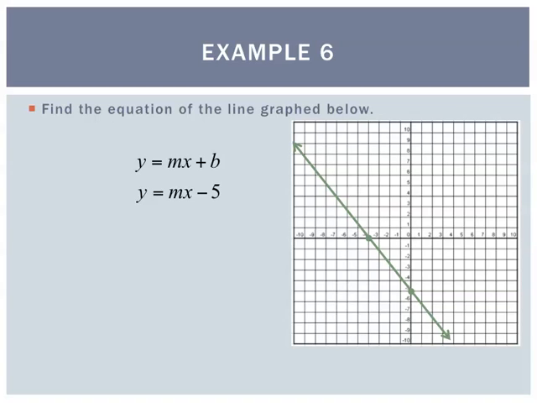Now I can start at the x-intercept, at (-4, 0), and count. Remember, it's rise over run, so I'm going to count down first. It looks like we go down 1, 2, 3, 4, 5, and then we move to the right 1, 2, 3, 4. So our slope is negative 5 over 4. And that is the equation of our line.